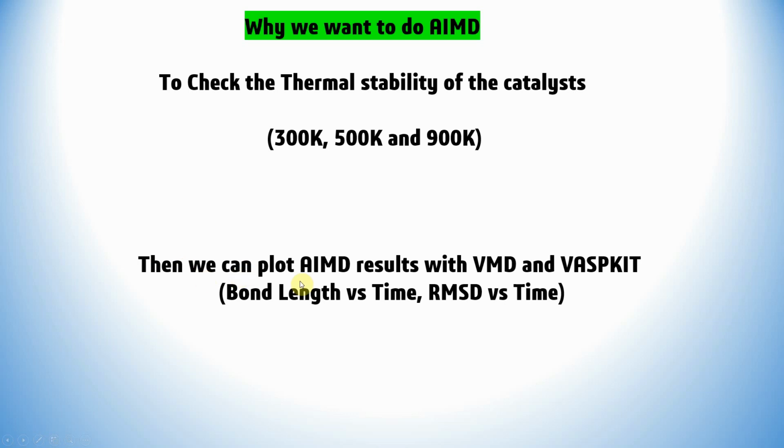Then we can plot the AIMD results produced by VASP using VMD and VASPKIT. We can also plot the figures for bond length versus time and RMSD versus time, and people also will plot total energy versus time and also temperature versus time. So these are the kinds of plots people will make. I will tell you how to plot these things later.